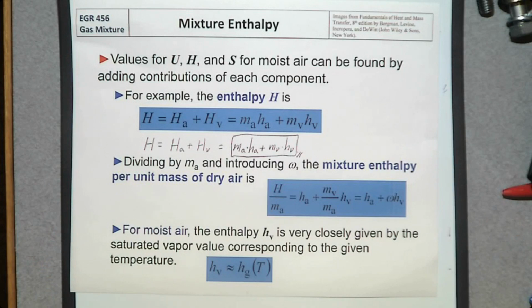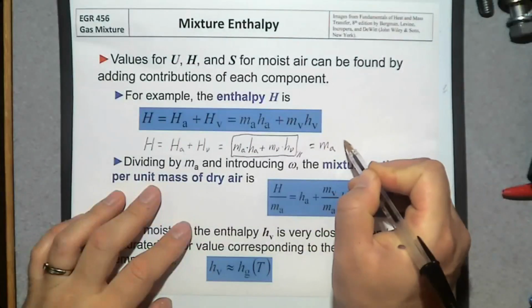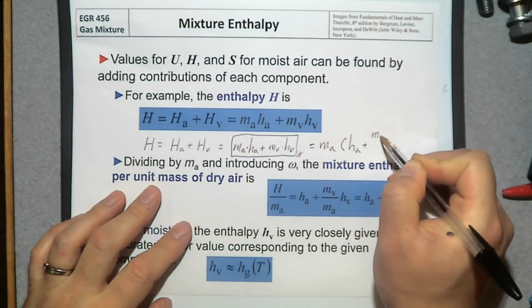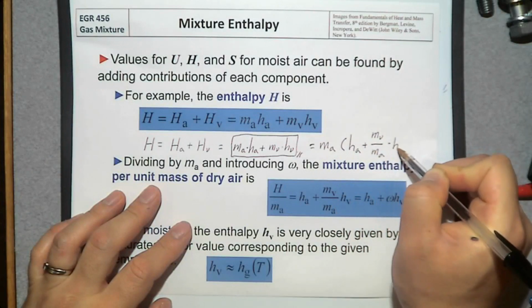But you remember when we studied energy balance equations in Thermodynamics 1, we used intensive properties such as lowercase h, lowercase u, and so on. So let's get mass out of it. Between these two, what is the majority mass? Mass of dry air. So you can take this one out. You can say mass of dry air times specific enthalpy of dry air. Then we have mass of water vapor divided by mass of dry air times the specific enthalpy of water vapor.